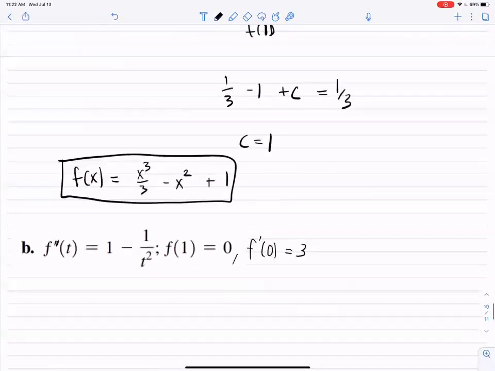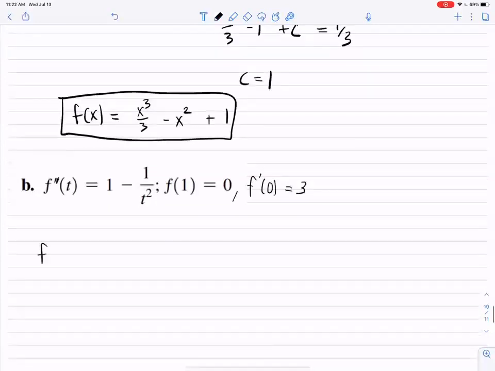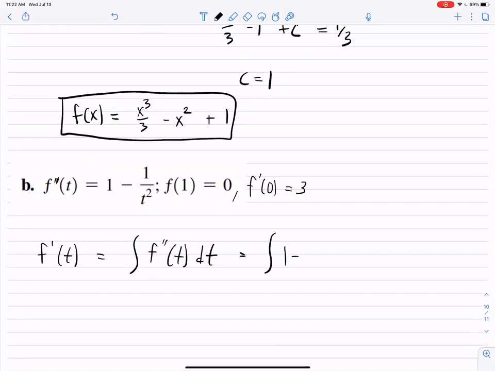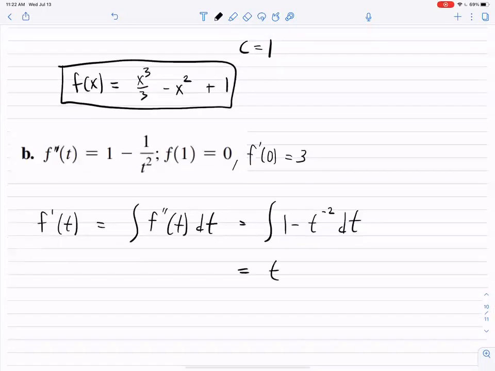Let's do one final example. This time, we're going to have a second derivative equal to something, and I'm going to have 2 initial conditions. And so how do I do this? So f prime of t is going to be equal to the antiderivative of f double prime of t dt, which is just equal to the antiderivative of 1 minus, and then I'm going to rewrite this as t to the negative 2 dt. But that's just t, and then minus t to the minus 1 over negative 1, which is t plus 1 over t, and then plus a constant c.